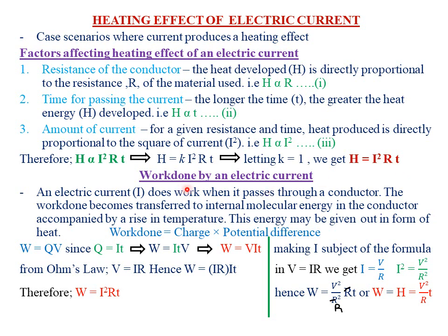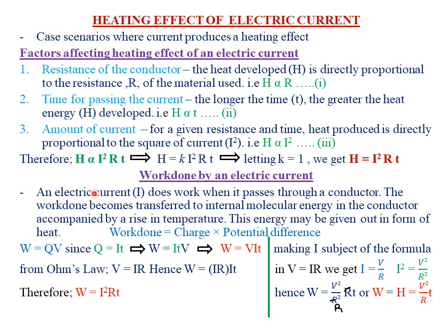So next, let's look at the work done by an electric current. We say that an electric current I does work when it passes through a conductor. The work done becomes transferred to internal molecular energy in the conductor, accompanied by a rise in temperature. So this energy may be given out in form of heat. Remember, for current to flow, we defined current in cells and simple circuits. We did say that that is the last topic of Form 1 work. You can just refer on this channel, that is cells and simple circuits. It was our last topic on Form 1 work.